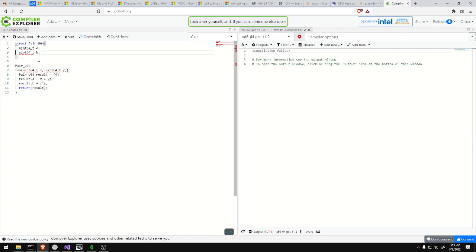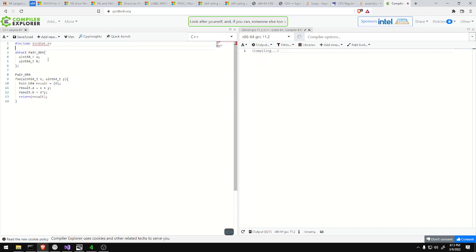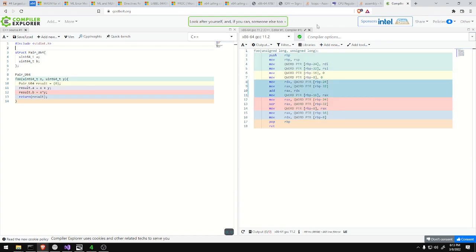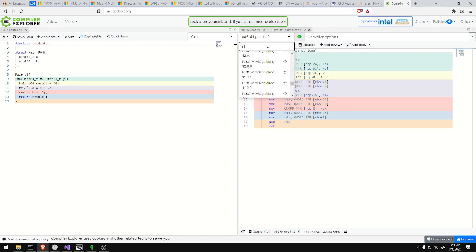Can you resolve that? You need to include stdint. There we go. And then let's see, can you use the compiler, MSVC, for now? Visual. What's going on here? Why can't I find it?